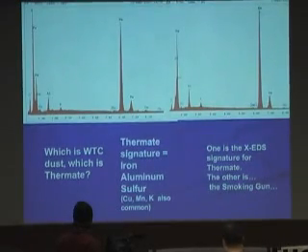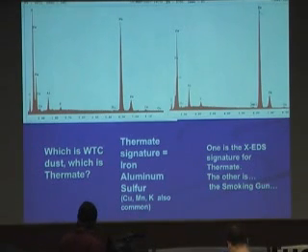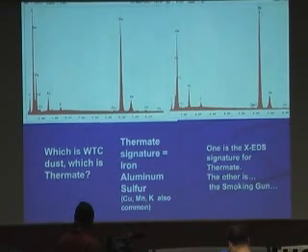One of these is from the World Trade Center dust, that sphere that I just showed you. One of these plots is from Thermate, so one is just the EDS signature for Thermate. Now I ask you, which one is which? This data has never been shown before. These data, I should say, data is plural.